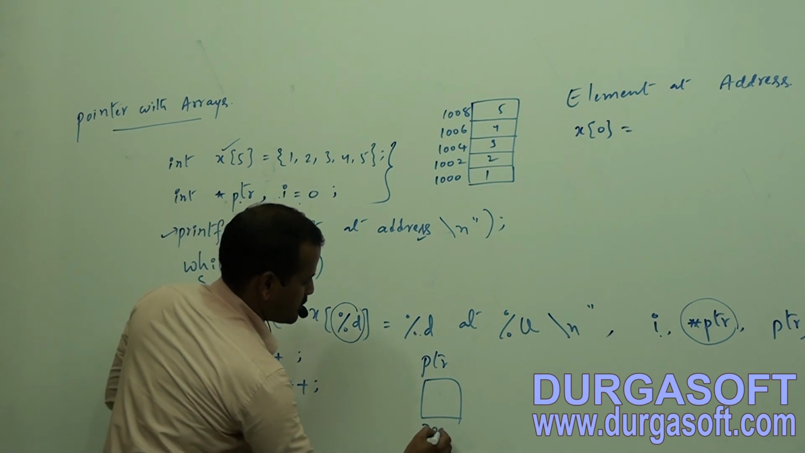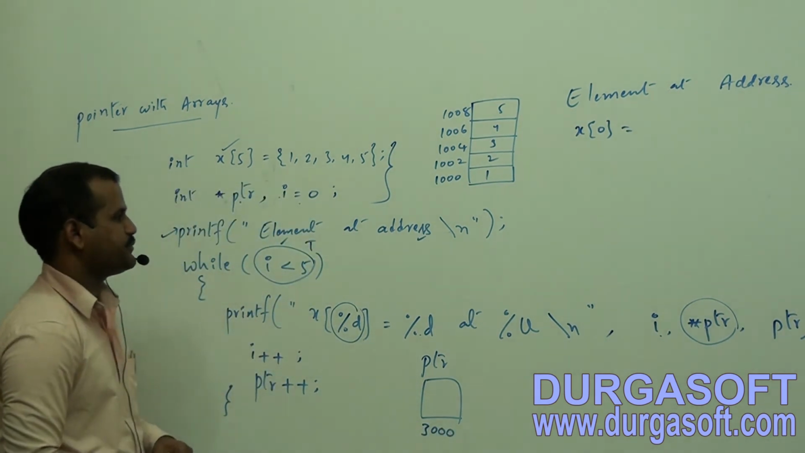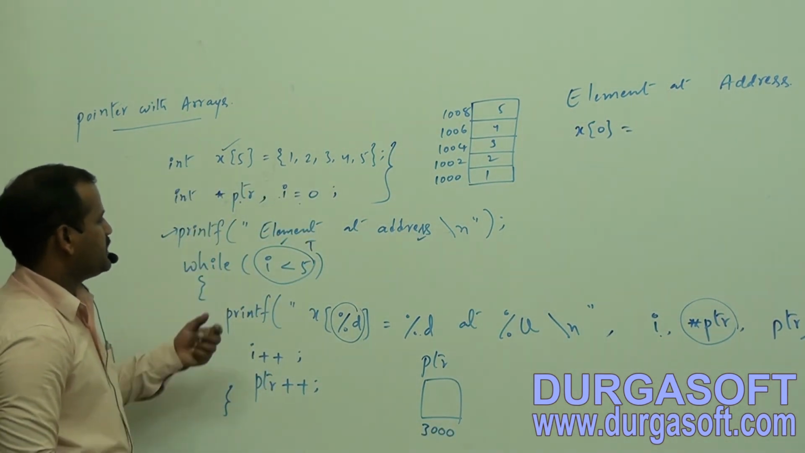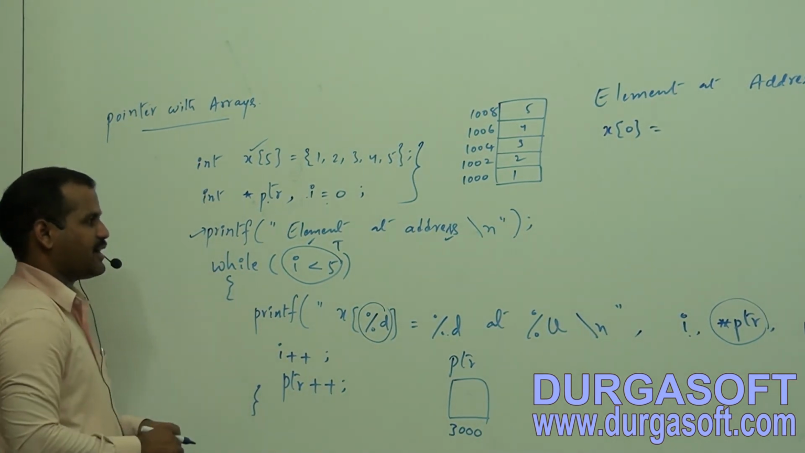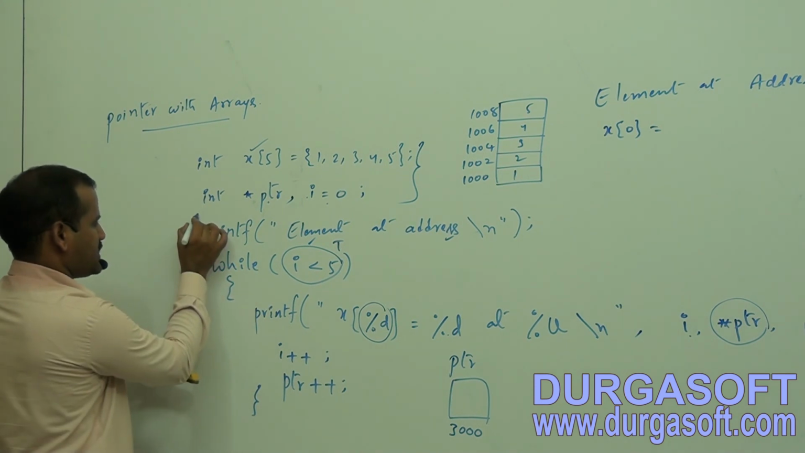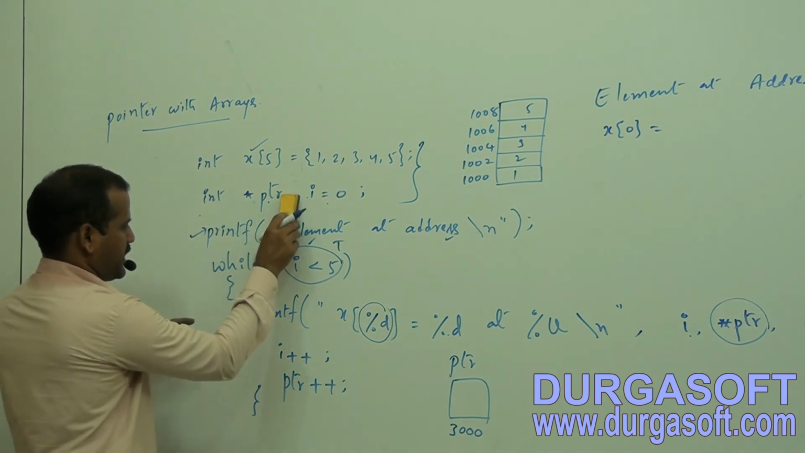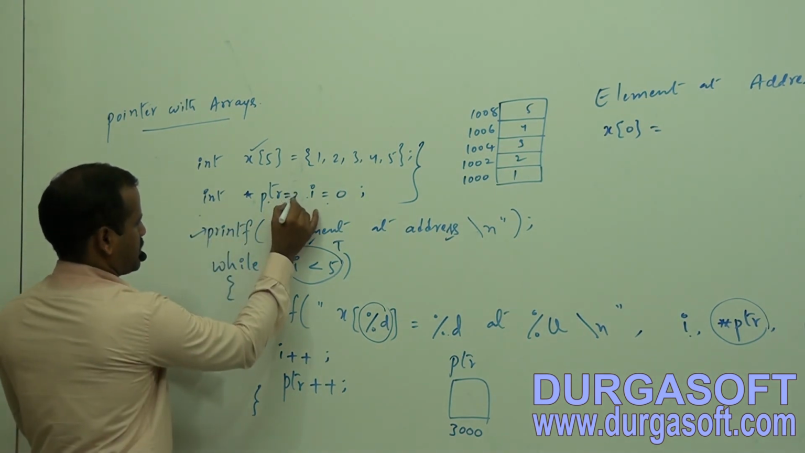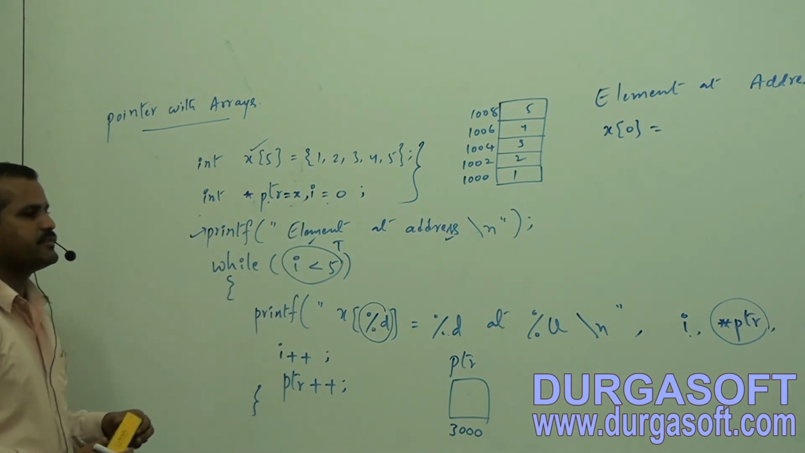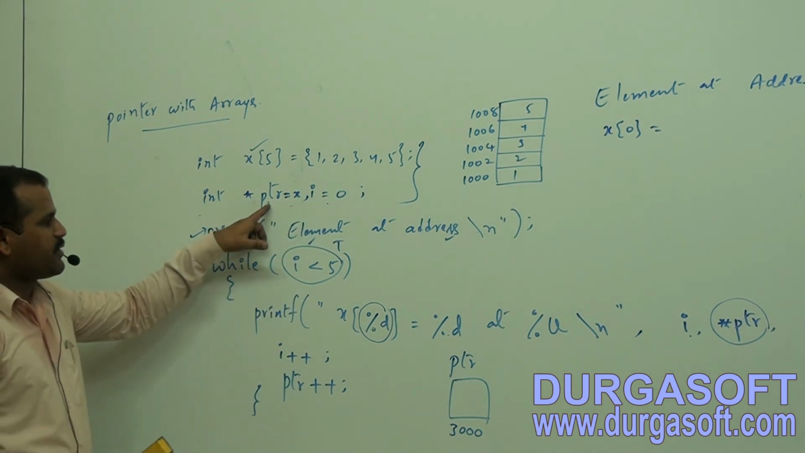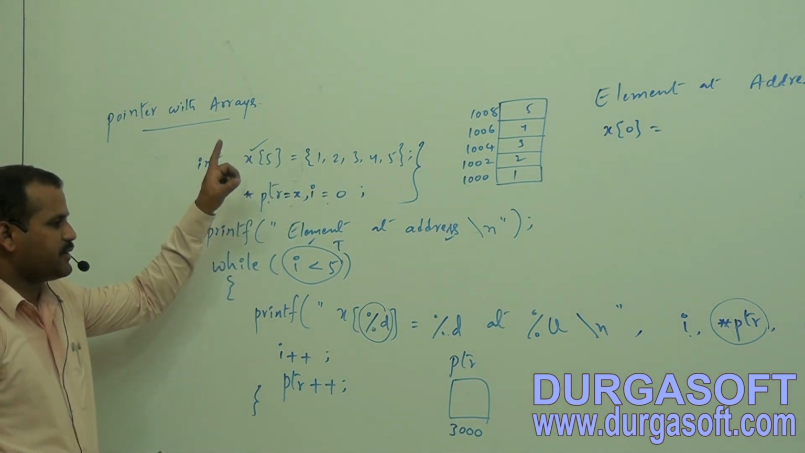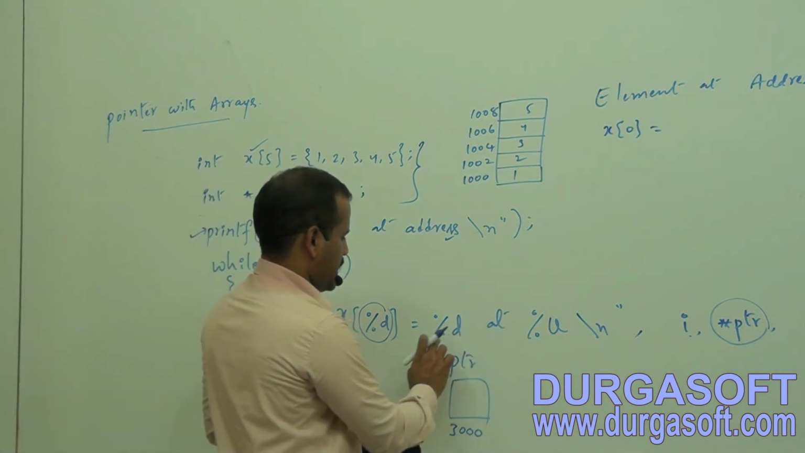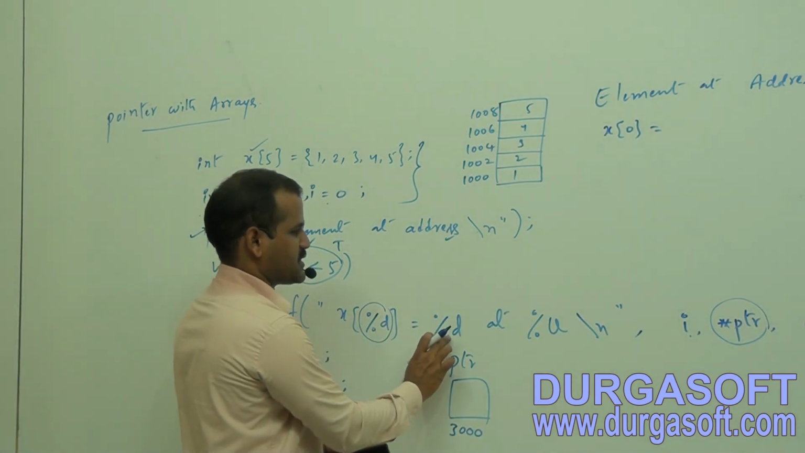Let us take the address of this pointer as some 3000. After that, this pointer should initially have some address. So let us take the initialization of this pointer here itself with the array name. That means we are taking the pointer variable value as directly the base address of this array. That means here x of %d is equal to %d.